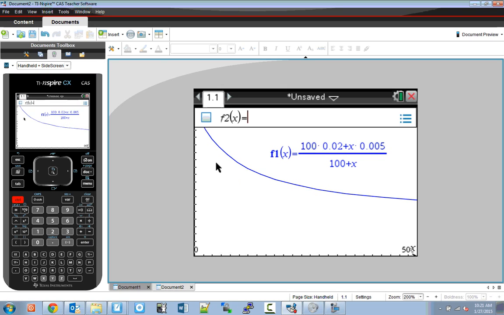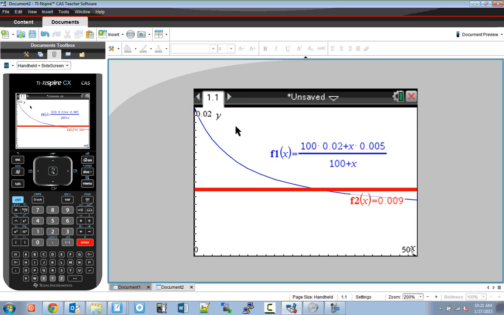Now, for your second function, what you want to type in is this. It wants to know how many milliliters of the one solution we have to mix into the other one in order to get a 0.9% concentration. Well, we're going to take that 0.9% and convert it to a decimal by dividing by 100, so we get 0.009. Our second function is just that line, 0.009. So we have our two functions.